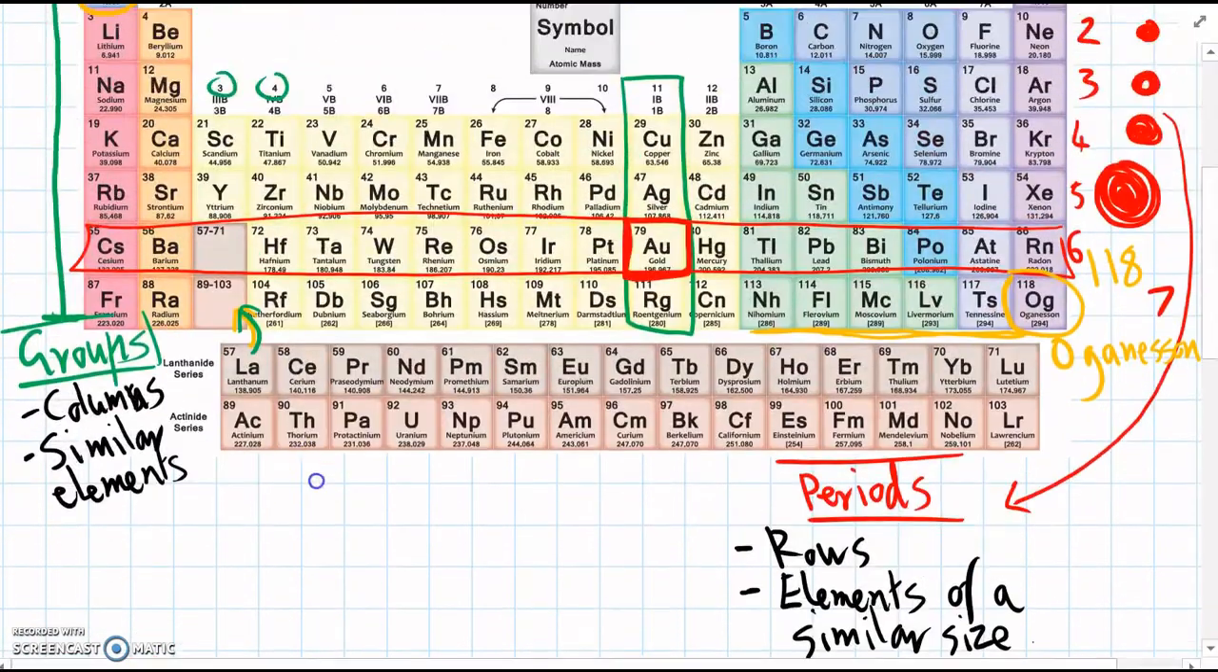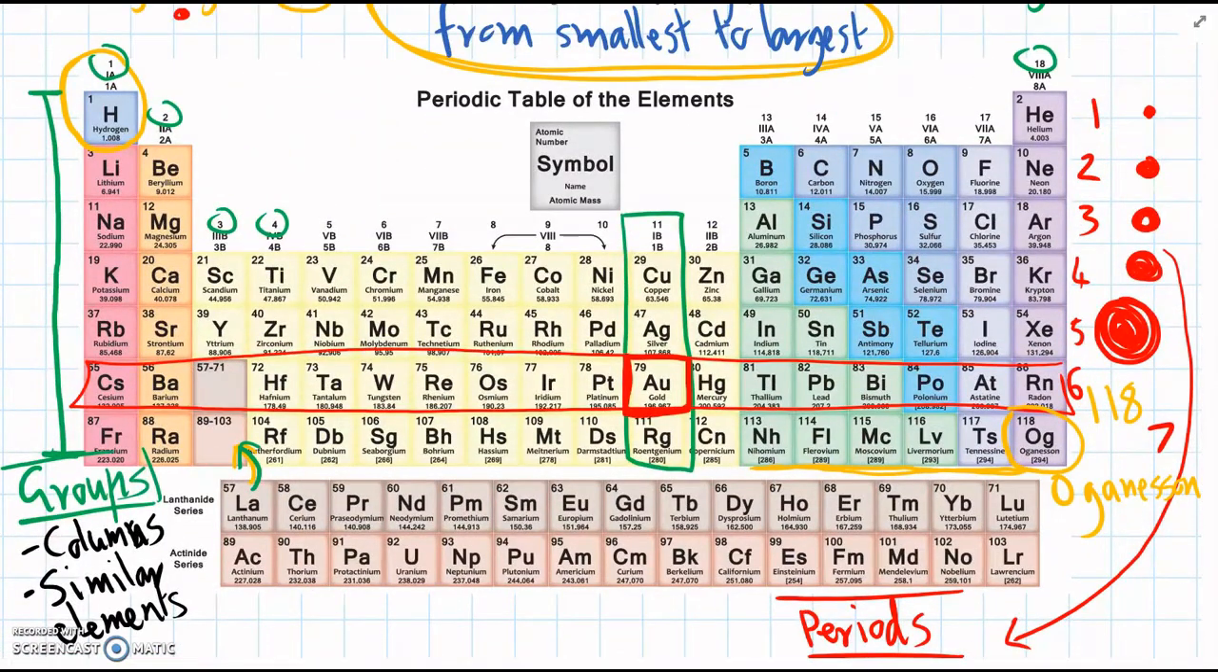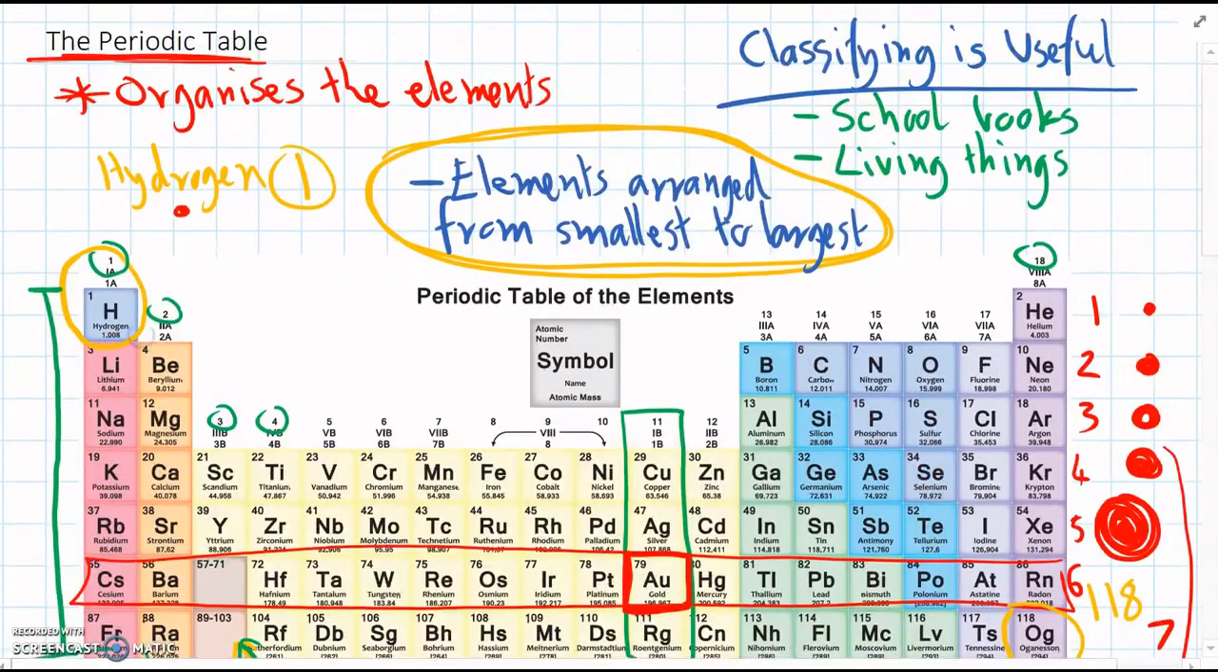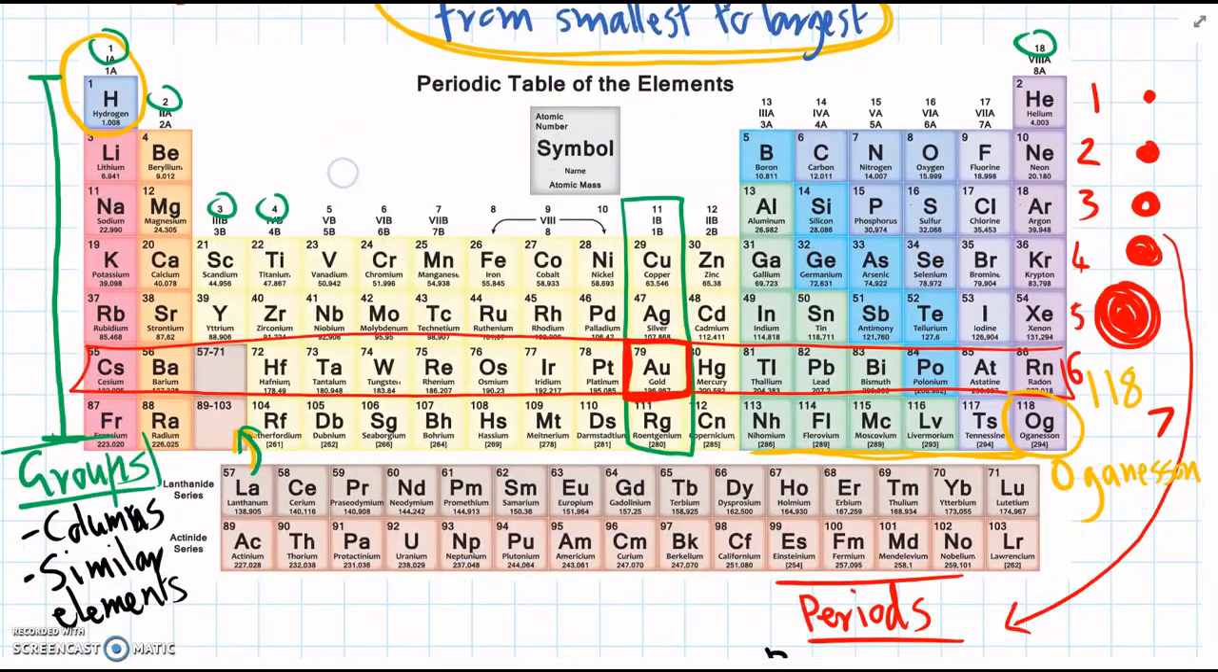So the periodic table organizes all the elements and shows us the similar elements and the size of all the different elements too.